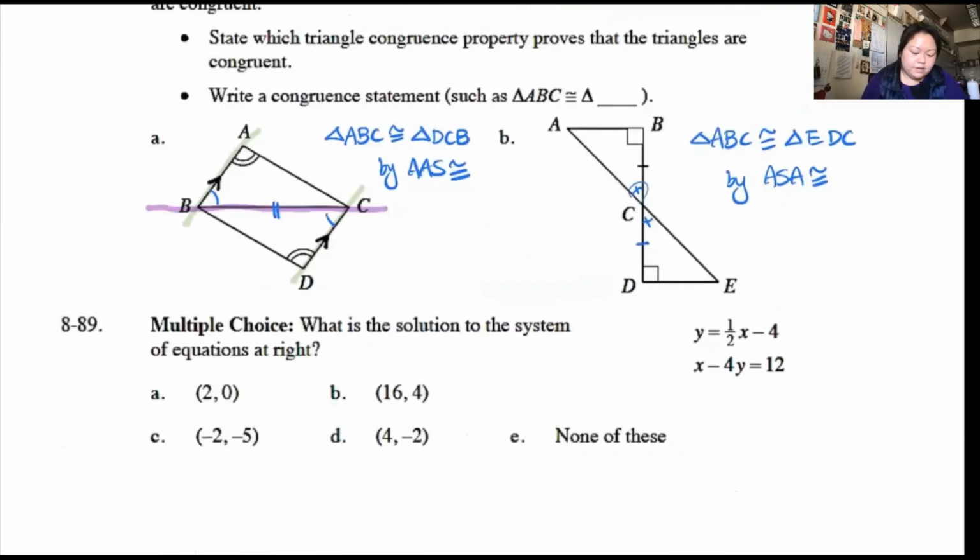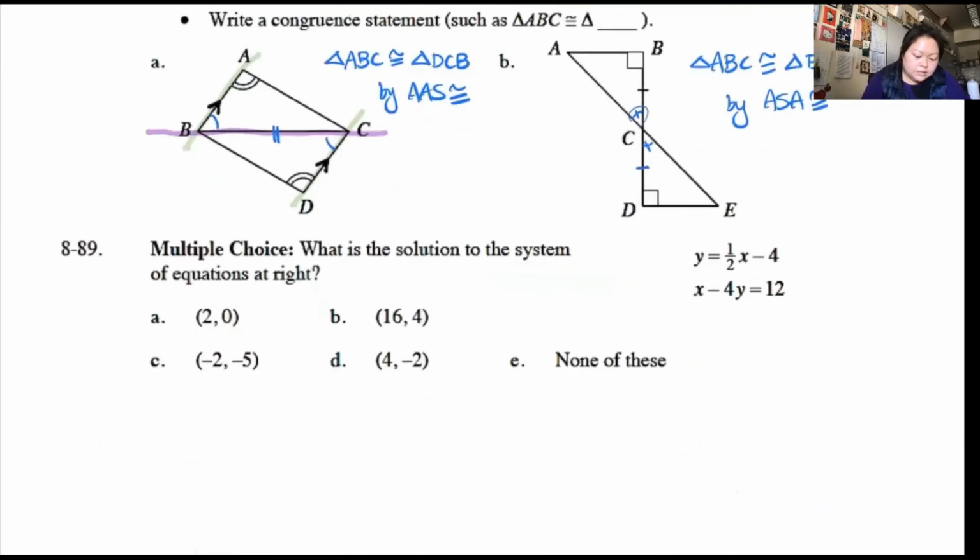Okay, beautiful. Last one, what is the solution to the system of equations at the right? Okay, so I can see that the first equation is already written as y equals. I'm going to go ahead and plug that into my second equation here. This is substitution back in Algebra 1. So x minus 4 times (1/2 x minus 4) is now your equation all in x's, right? Distribute your 4. So x minus 2x minus 16 equals 12.